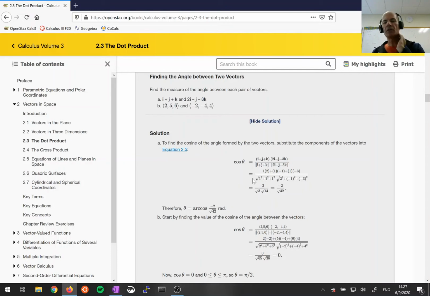One thing that we do learn from this calculation is that the angle between these two vectors is obtuse, meaning larger than 90 degrees, as opposed to acute, meaning less than 90 degrees. Because it's negative, these two vectors are kind of pointing in opposite directions, more or less, and so the angle between them is greater than 90 degrees.